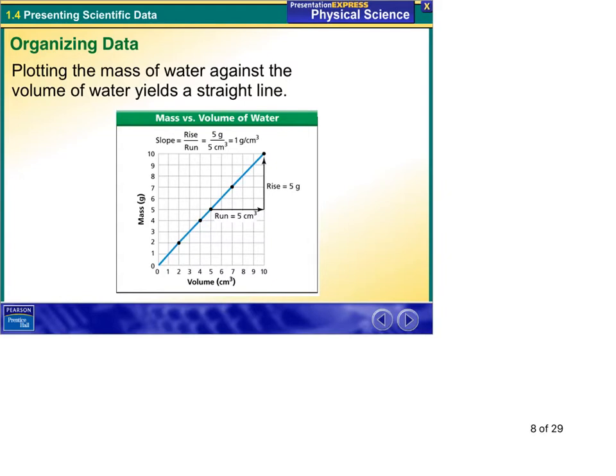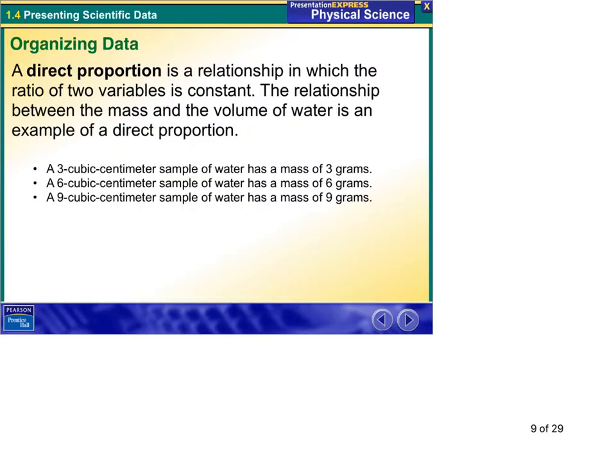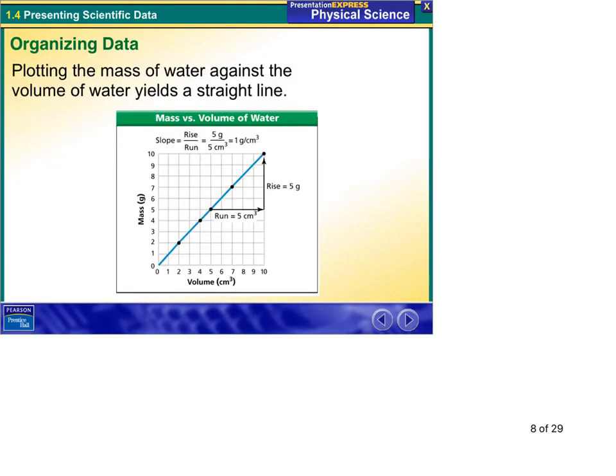Plotting the mass of water against the volume of water yields a straight line. On that straight line, we see the slope here is 5. That slope corresponds to the density. And slope will always typically yield some type of quantity. The slope of a distance-time graph would yield our speed, which we'll work on at the beginning of second semester.